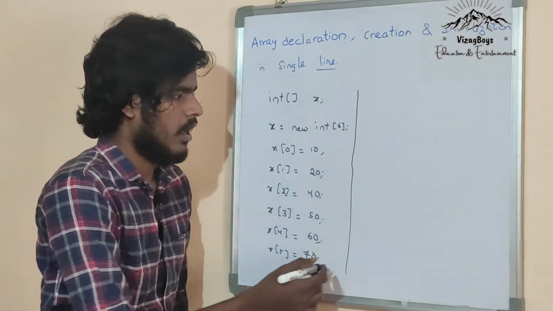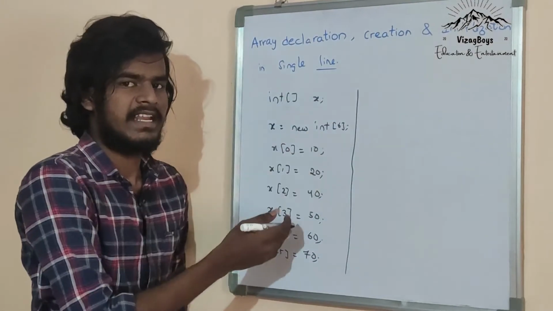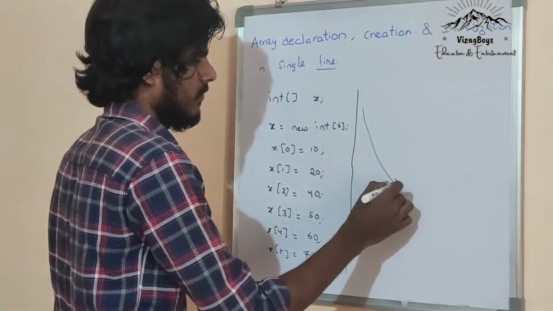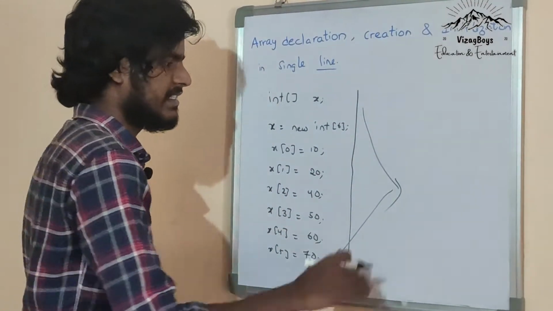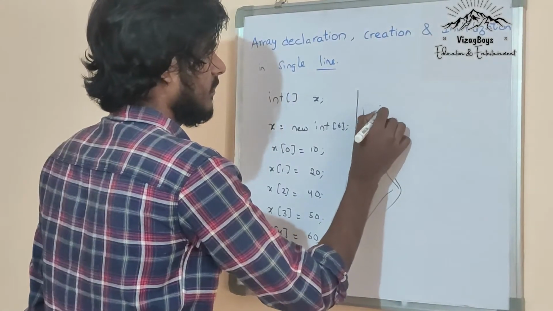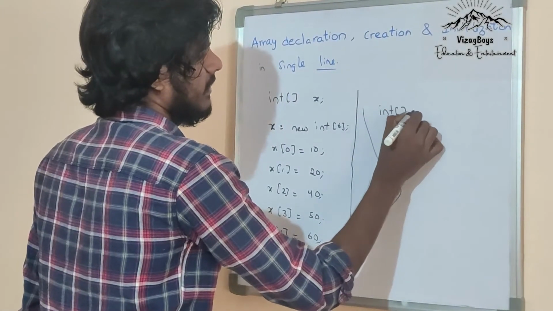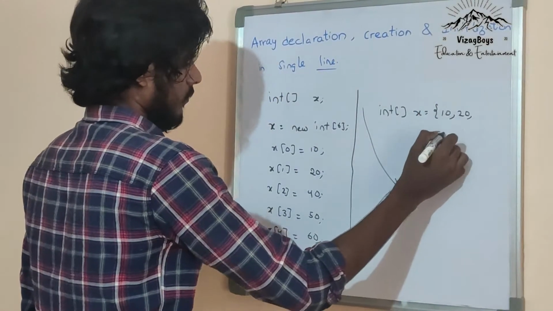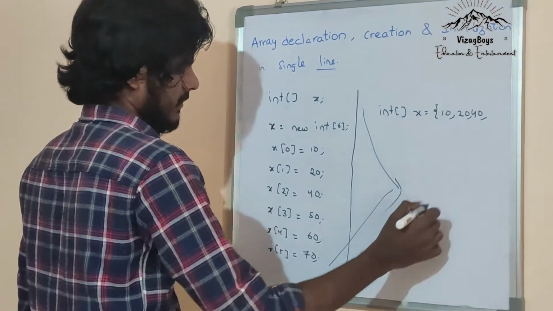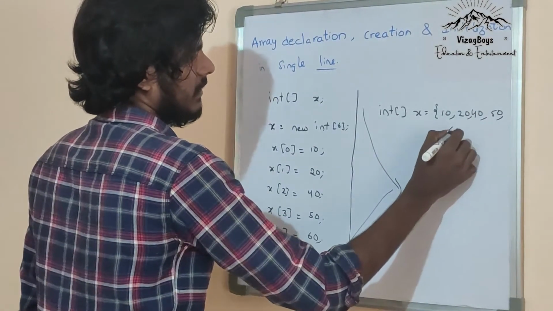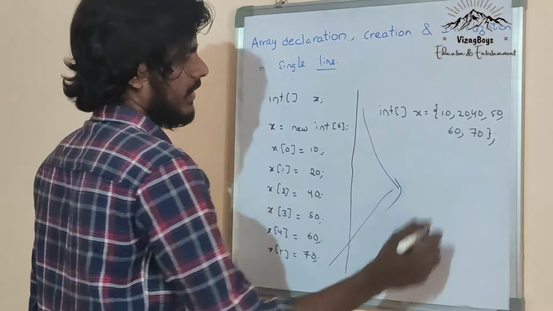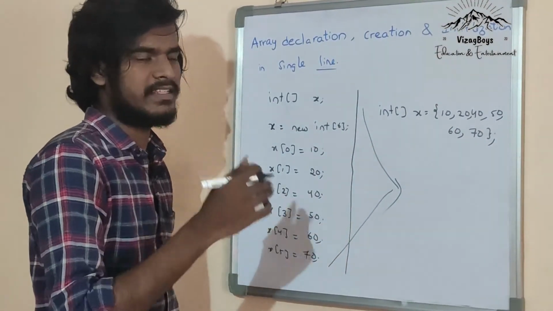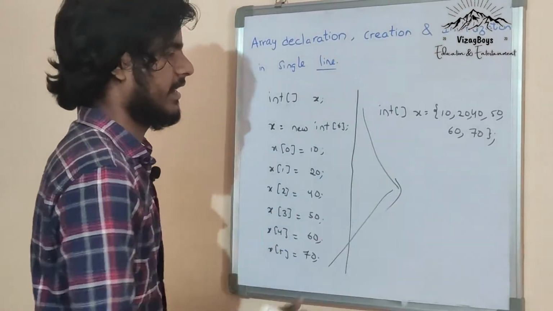Okay, how to declare, create and initialize arrays in a single line? Listen carefully. How to make the corresponding code in a single line: int array x is equal to 10, 20, 40, 50, 60, 70. Okay, this is the way. Friends, this is the way how to declare, create and initialize an array in a single line.